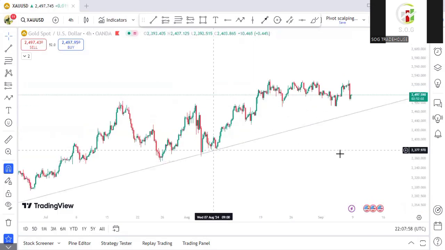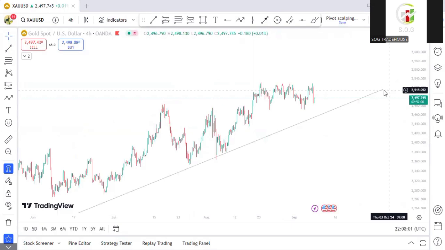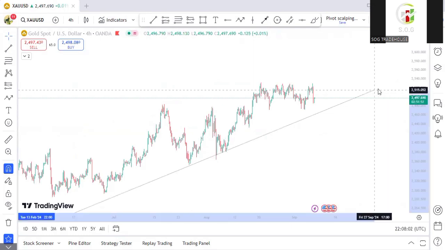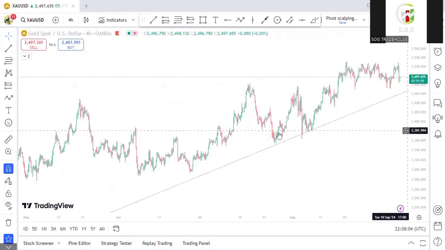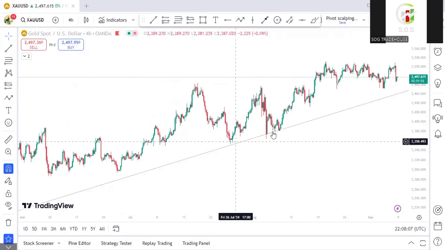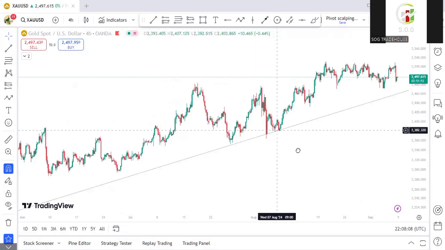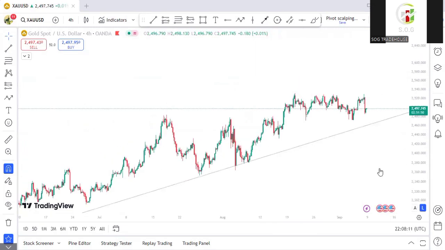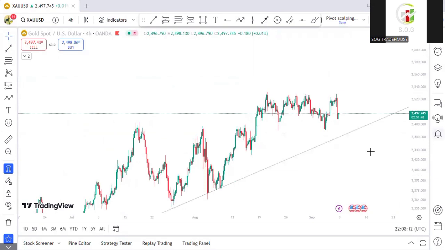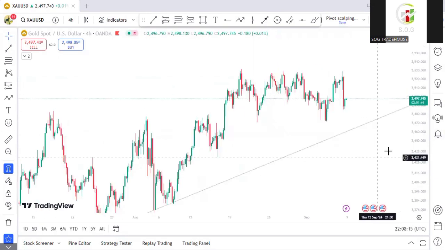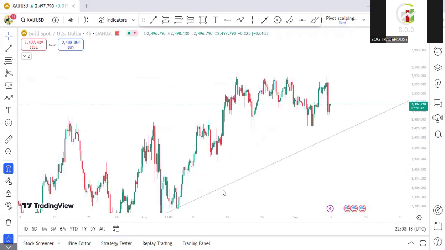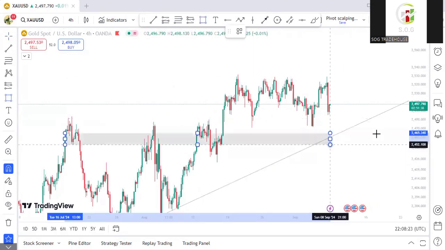the market moves to the upside aggressively. So we've got multiple touches on this trend line. So this is the second, third, and fourth. All right, so let's focus on what's happening on gold currently. So if we look at the current market structure, you can see gold respecting this level of support over here.